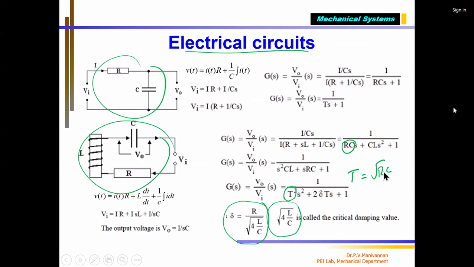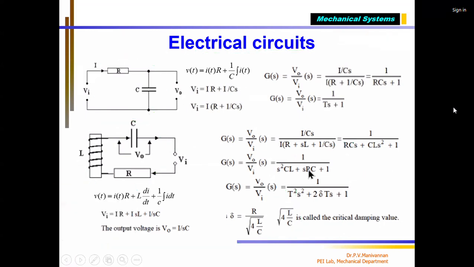Sorry, extremely sorry, here it is CL. In the RLC circuit, the time constant T is equated; S square is there here. So T square equals CL, T equals root of CL. This is critical damping CC, and this is delta, the damping ratio for the RLC circuit.